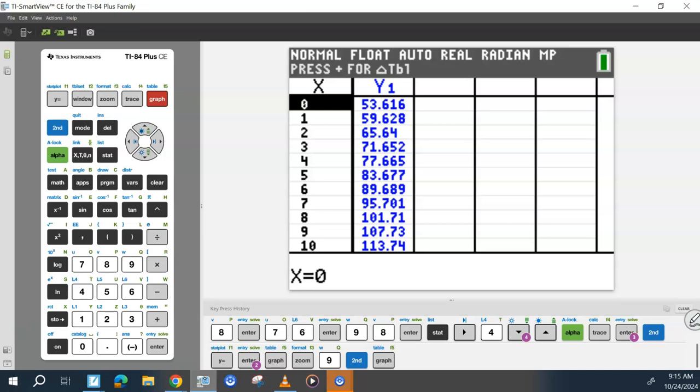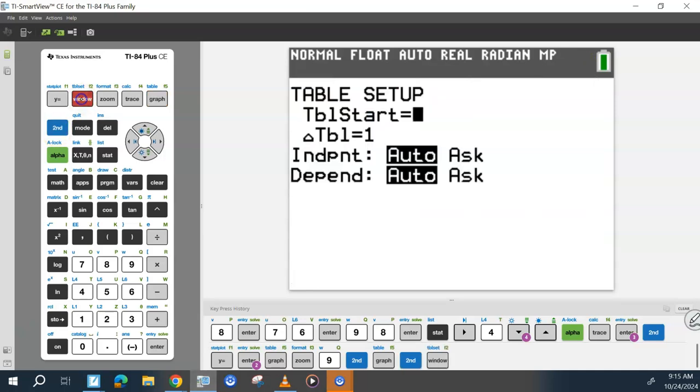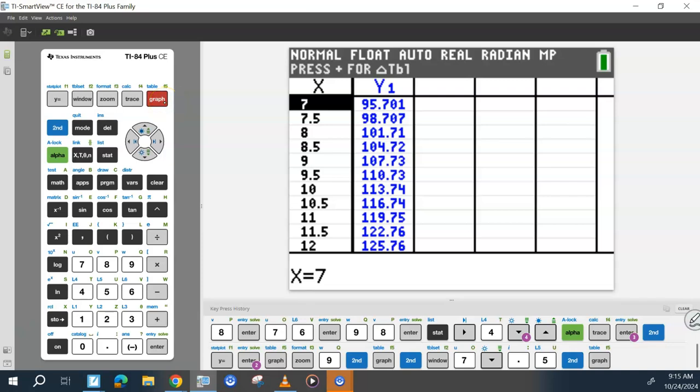Go into second window, window at the top, second window. And I'm going to change this to 7, because I know between 7 and 8 is where that's going to go over 100. And instead of counting by 1s, I want this to count by 0.5, so I'm going to change that. Then go back to the table, second graph. Now I can see that between 7.5 and 8, it's going to go over 100.